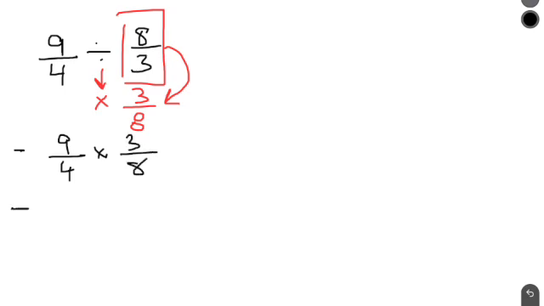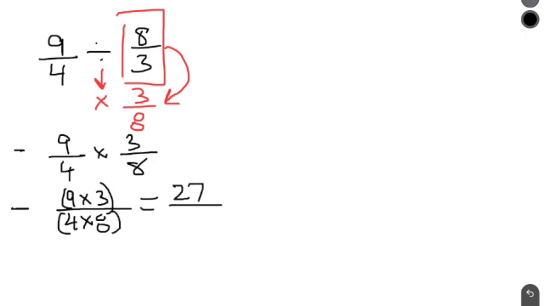And then we solve the fraction the same way we would solve a multiplication of fractions. We multiply all the numerators together, and then we multiply all the denominators together, and then that will make it 9 times 3 is 27, 4 times 8 is 32.